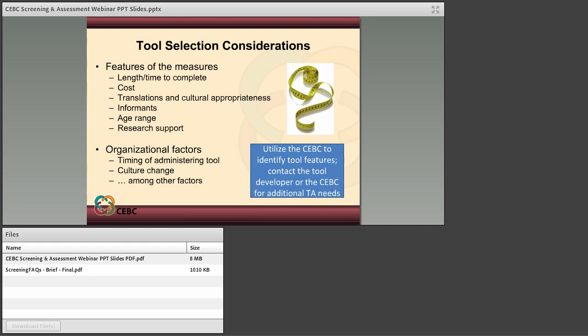So the features of a measure are a vital consideration. Things like the length of time to complete, the cost, the translations and cultural appropriateness, the informants, the age range, and even the research support, which I talked about earlier. This information can be located on the CEBC, or you can also contact the tool developer if you're trying to learn more about a specific tool.